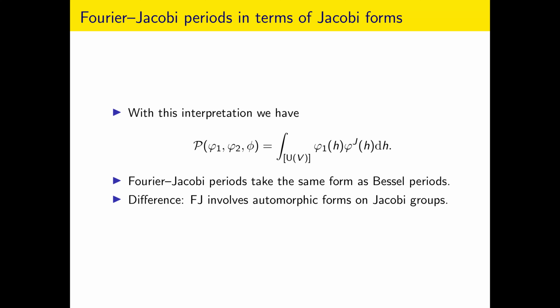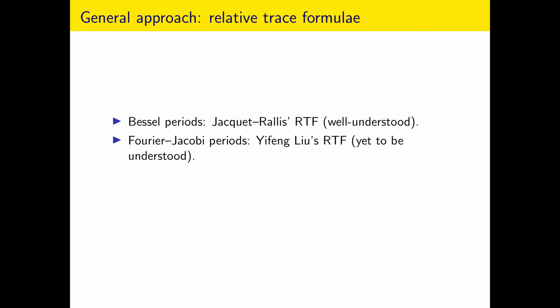So now I want to explain the proof or the general approach to this problem, and this was all initiated by Jacquet and Rallis, or if you go far back, these period problems. It's the so-called relative trace formula of Jacquet. Jacquet invented this back in the 1980s.